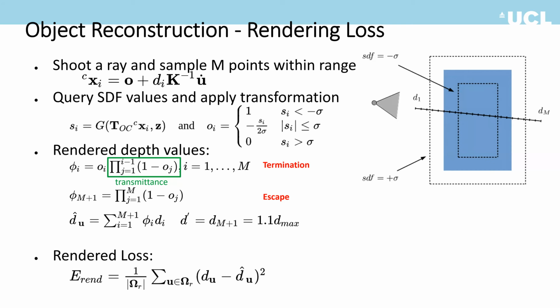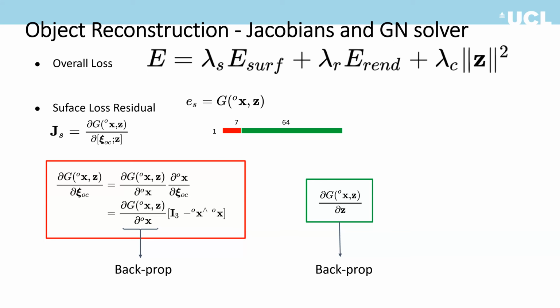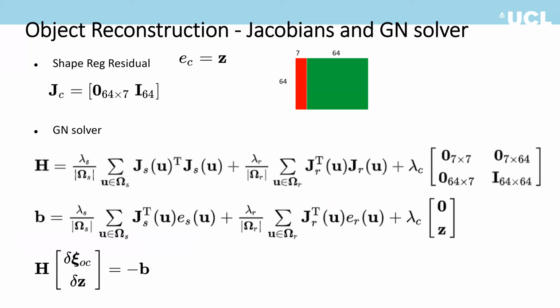And here comes our final loss, which is the sum of the surface loss, the rendering loss, and also a regularization term on the shape code. For the Gauss-Newton solver and the Jacobian derivation, I don't think I have enough time to go through them. If you are interested, you can go to the supplementary of the paper. The reason we choose Gauss-Newton is that it's much faster, because we want to embed this in a SLAM system.